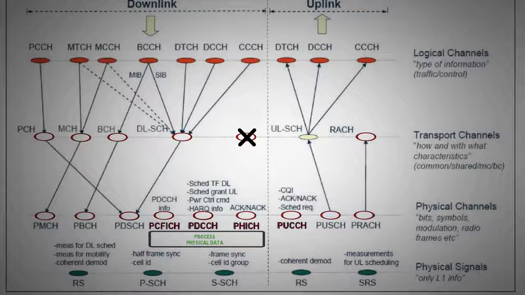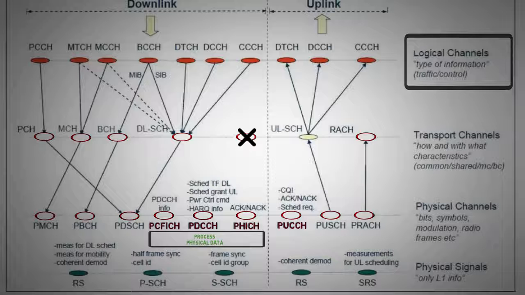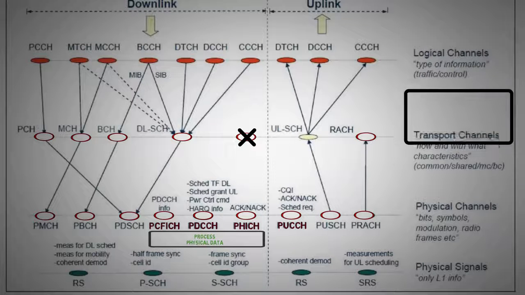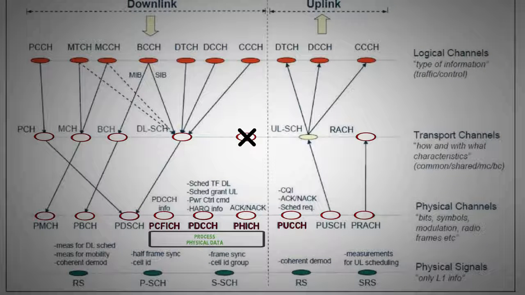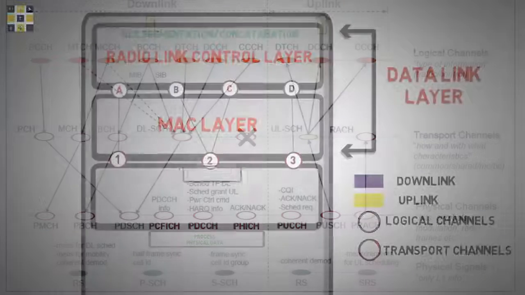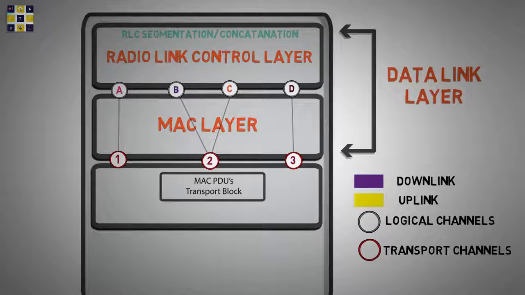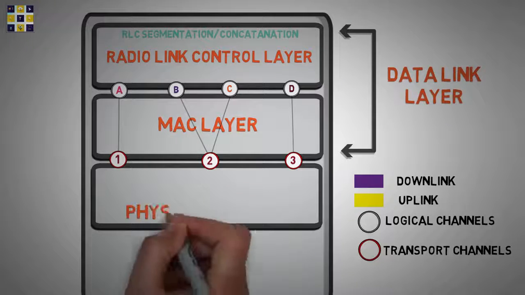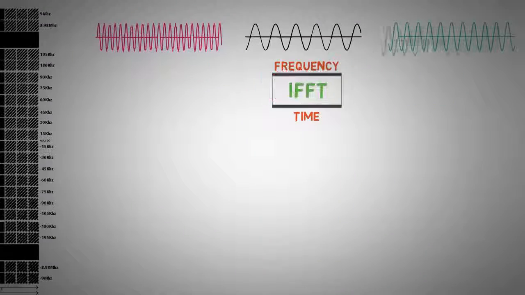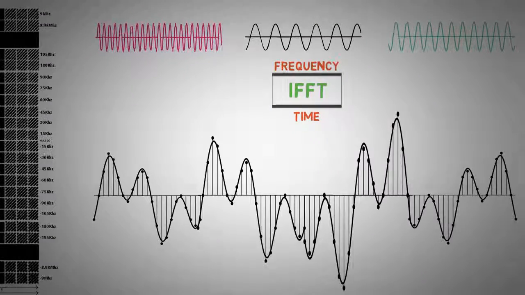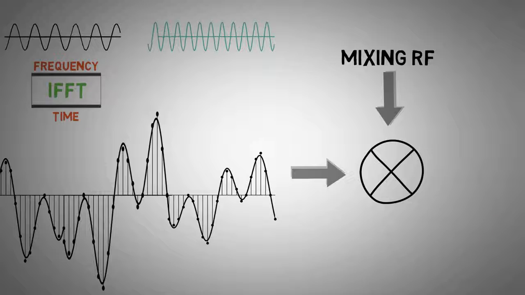So far, we have seen the function of logical, transport and physical channels. But these MAC PDUs, or the transport blocks, which are being delivered from the MAC layer to the physical layer, undergo a lot of digital signal processing before being sent to the air interface as RF signals. Let us understand them with the help of a block diagram.